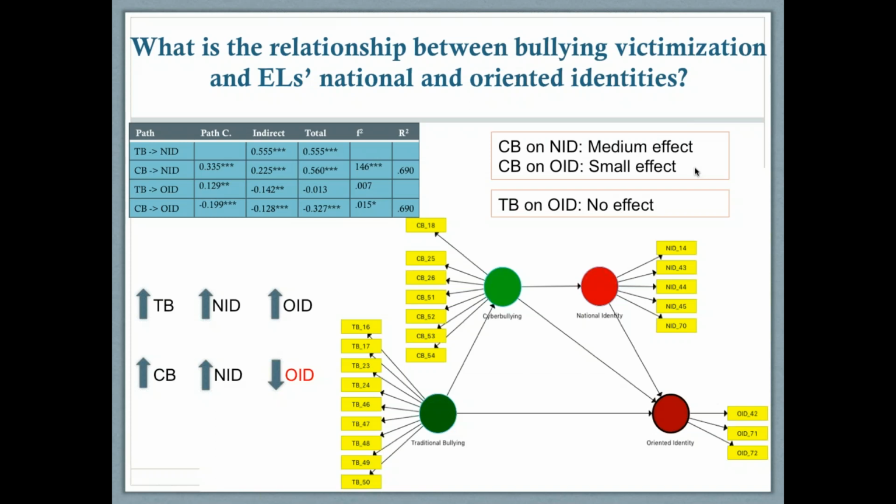And also traditional bullying victimization and oriented identity was positive, and that's a high correlation. So this means that English language learners became more oriented into the target culture and language as they were bullied physically or face-to-face. I know it's an interesting finding, because why would you be more oriented when you are bullied face-to-face? But this is actually interesting.